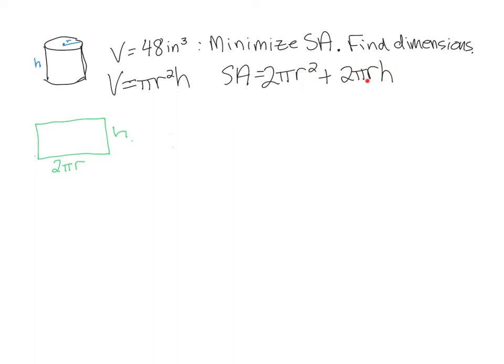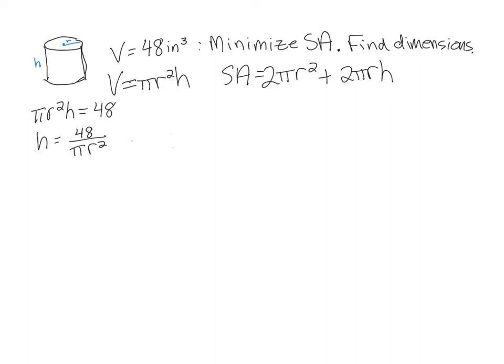So I don't want to get rid of the r. That's in two different places. I want to get rid of the h. And the way I do that is I use this right here. If I know the volume is 48 and volume is pi r squared h, I can solve for h. So let's do that over here. So the pi r squared h is the volume, 48. That makes h 48 divided by pi r squared.